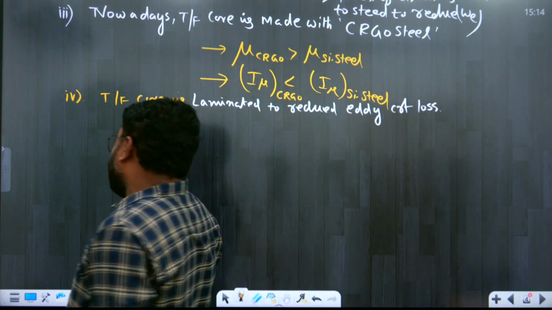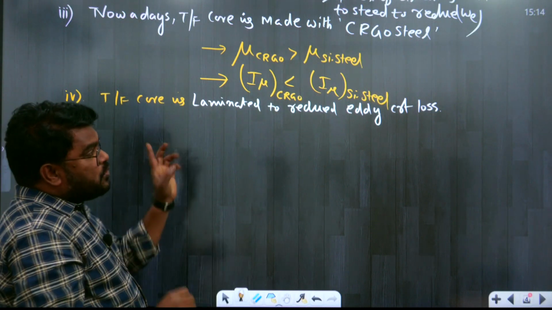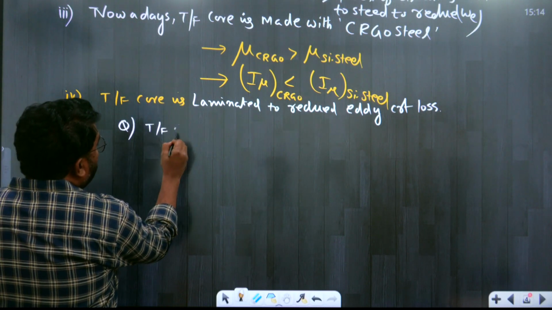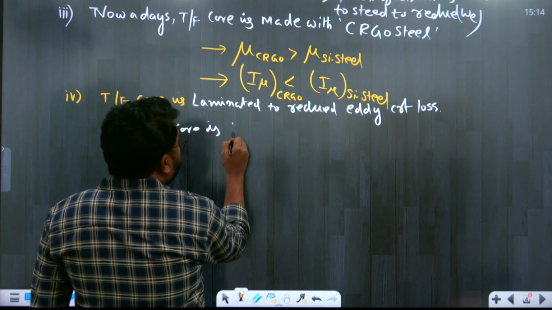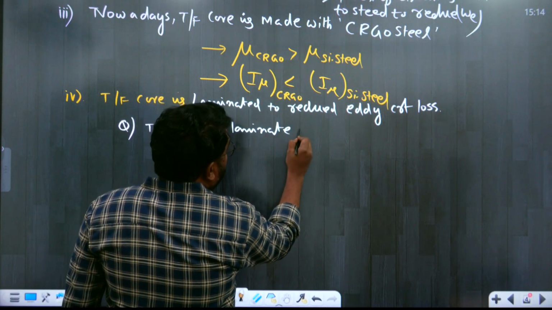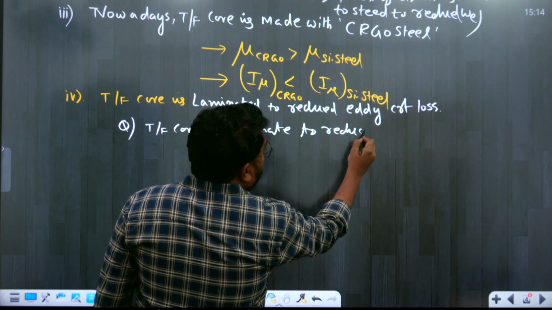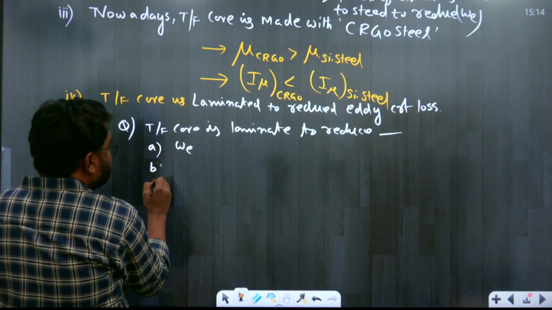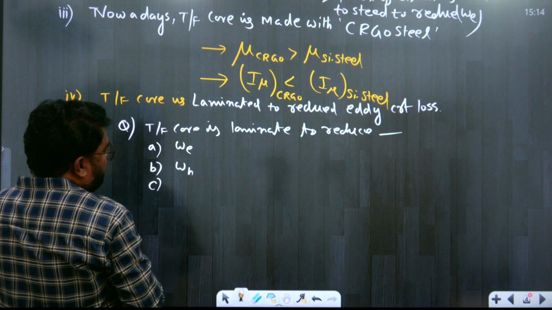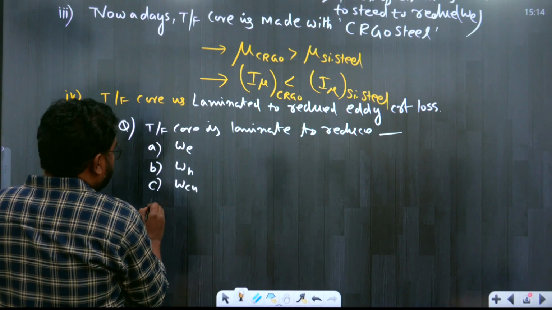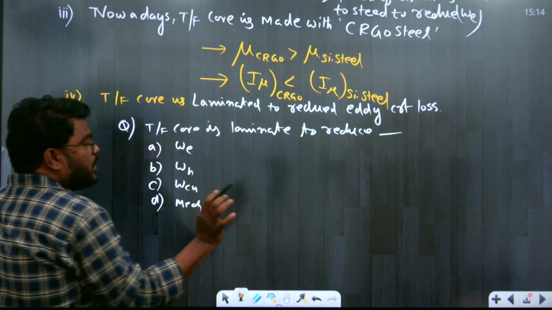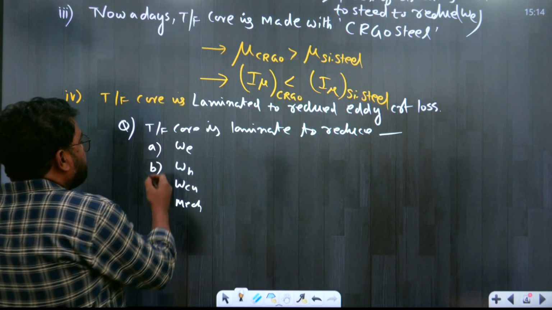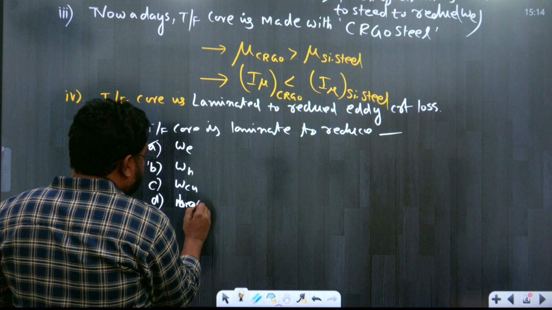Now there is one question here. Suppose the question is given like this: the transformer core is laminated to reduce ___. Options are given like this: option A, eddy current loss; option B, hysteresis loss; option C, copper losses; and option D, mechanical losses, and so on. Now, this transformer core is laminated to reduce the eddy current losses. Here option D is given as both.